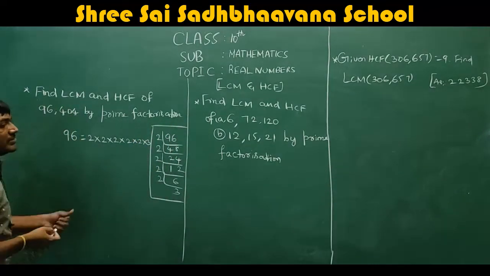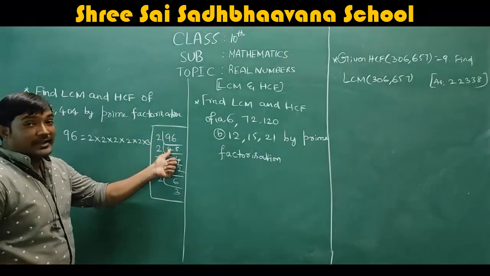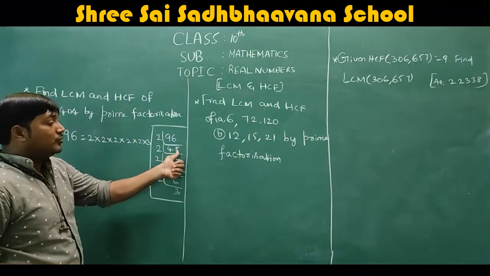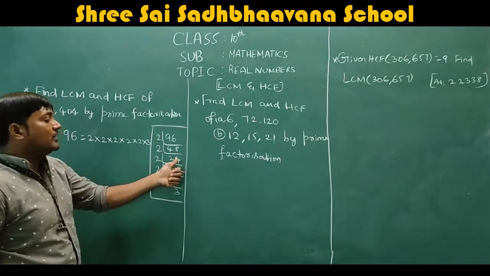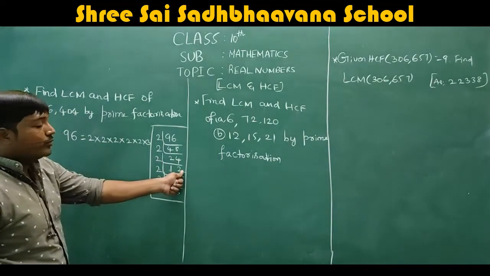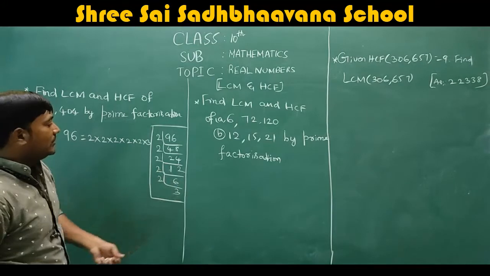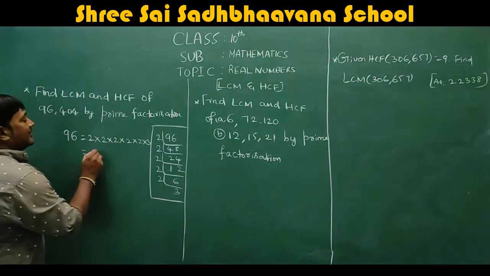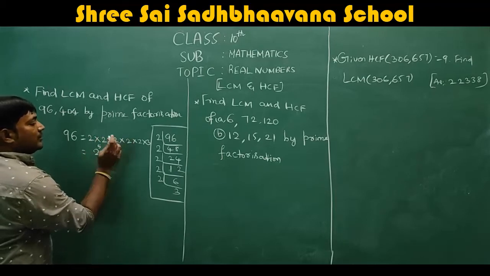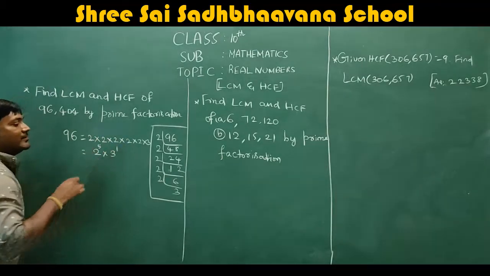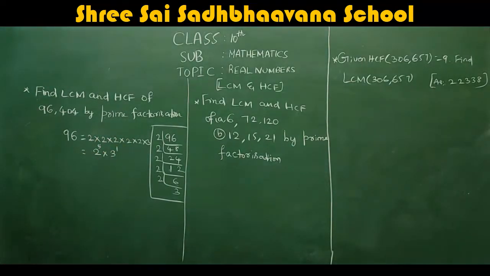What I did, I just divided. 2 48s are 96, so 48 will be remaining. 2 24s are 48, 2 12s are 24, 2 6s are 12, 2 3s are 6. So this is nothing but, I will write in power form. How many times is 2 repeated? 5 times it is repeated, so 2 power 5 into 3 power 1.